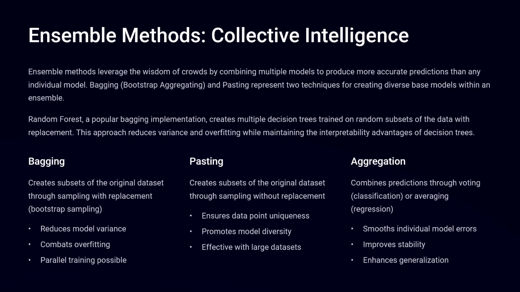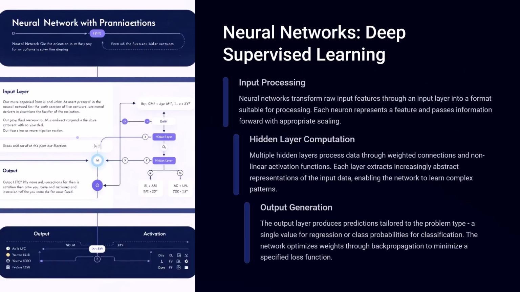Effective with large datasets. Aggregation combines predictions through voting, for classification, or averaging, for regression. Smooths individual model errors. Improves stability. Enhances generalization. Neural networks, deep supervised learning.